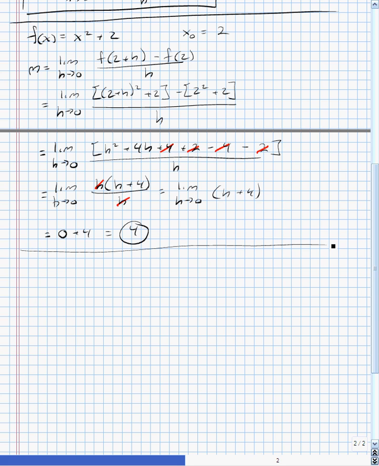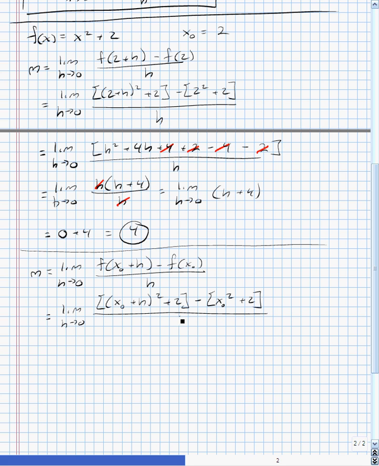Next, what we'll be doing is calculating the slope at every possible point x naught, or at any point x naught. So we have the slope is equal to the limit as h approaches 0 of f of x naught plus h minus f of x naught, all over h. Putting in the equation, we get the limit as h approaches 0 of (x naught plus h) squared plus 2 minus (x naught squared plus 2), all over h.